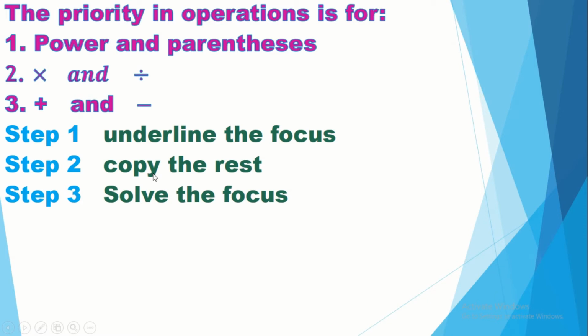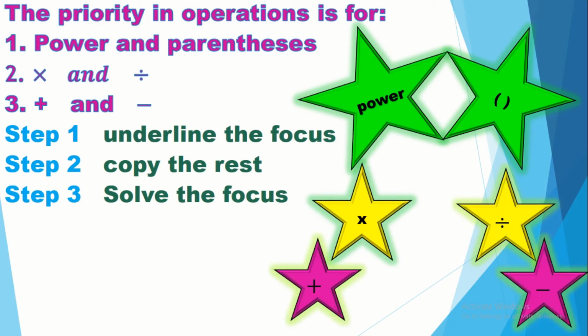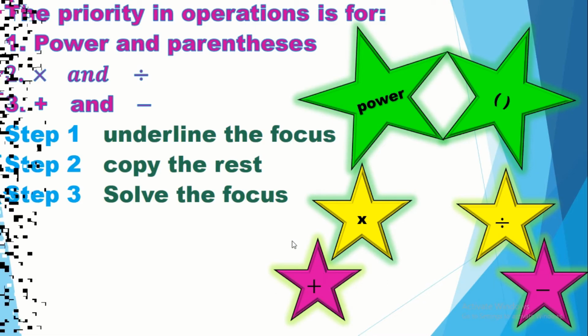Well, what happens if we have different bases and we cannot transform them into the same base? In general, the priority in operations is for powers and parentheses, then times and divided by, and finally plus and minus. If we want to calculate the final answer and not write it as a base carrying one exponent, how do we calculate? We start calculating from the powers and parentheses, then times and divided by, finally plus and minus.